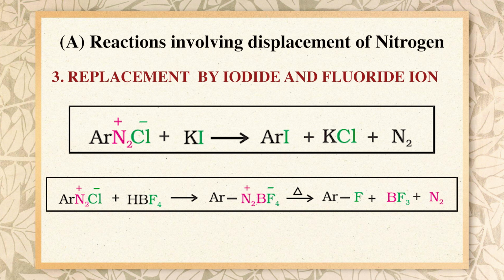Then, the Balz-Schiemann reaction is a method for making aryl fluorides. Students, see carefully that in the first step, a primary aryl diazonium salt is treated with fluoroboric acid to make an aryl diazonium fluoroborate which precipitates, and then in the next step the dry diazonium fluoroborate is heated until it decomposes, releasing an aryl fluoride.